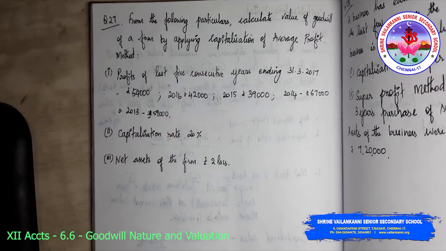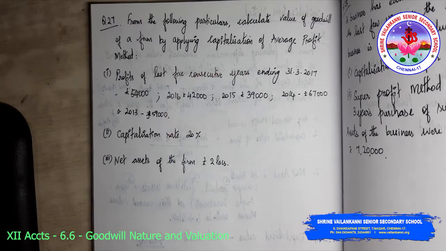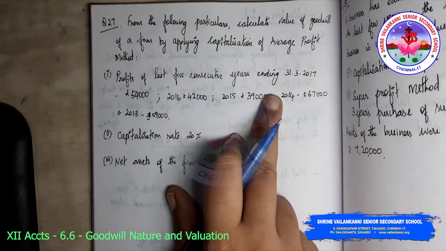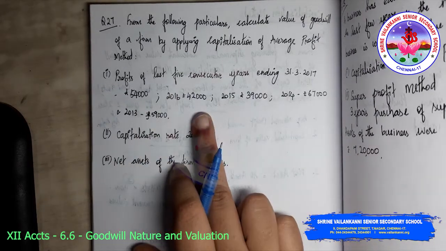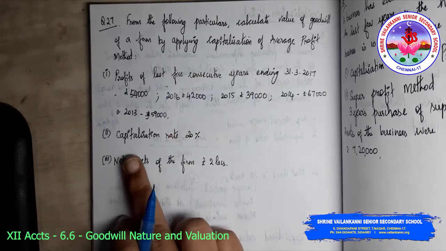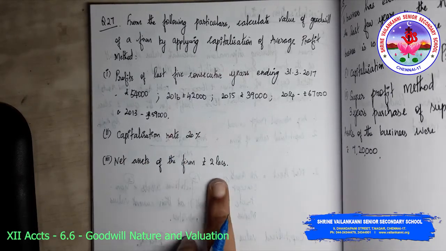From the following particulars, calculate the value of goodwill of a firm by applying capitalization of average profit method. Profits of the last 5 consecutive years ending 31/3/2017: 54,000, 42,000, 39,000, 67,000 and 59,000. Capitalization rate is 20%. Net assets of the firm is 2 lakhs.